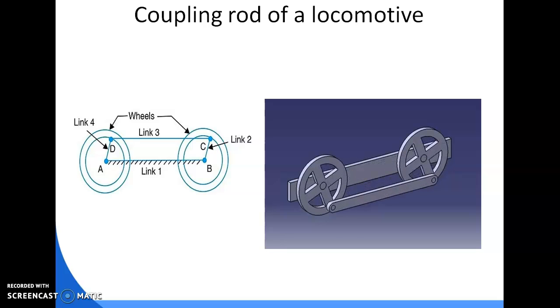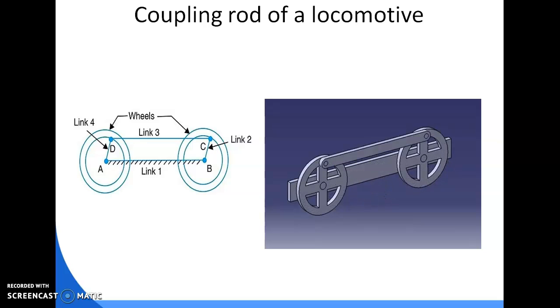Then the coupling rod of a locomotive. Here also we can see the 4 bars. That is the back side bar, link number 1. Then 2 cranks are there, link number 2 and link number 4. Both the cranks are connected by 1 bar, that is link number 3. It is a double crank mechanism.